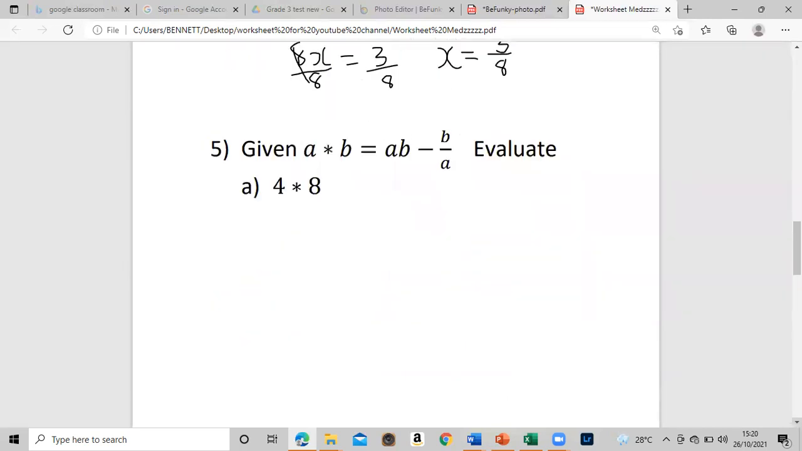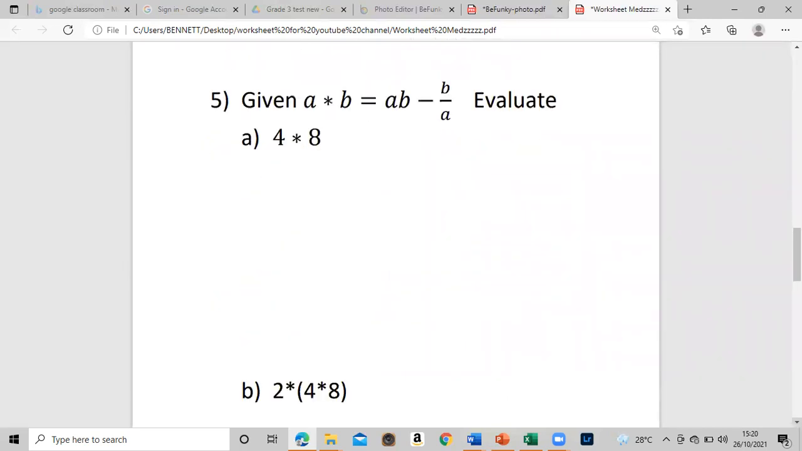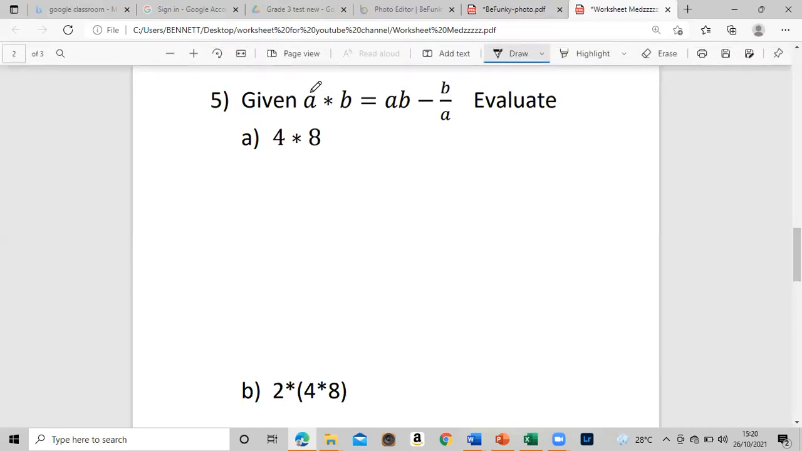Alright. Number 5, binary operation. So it's a given that A asterisk B is equal to AB minus B over A. Evaluate 4 asterisk 8. Right? So what it is saying basically, A is equal to 4. So now put that. The first number, so A is equal to 4.